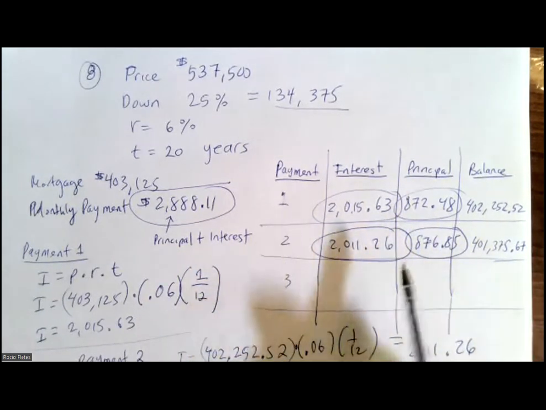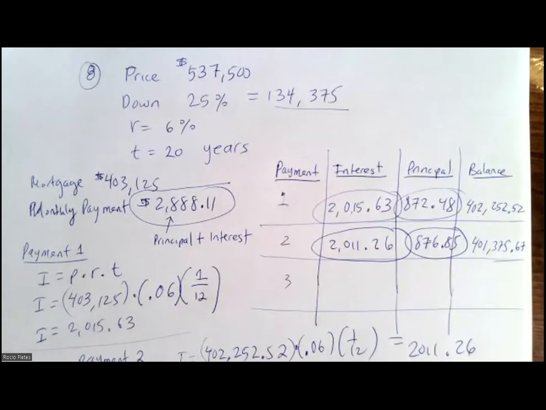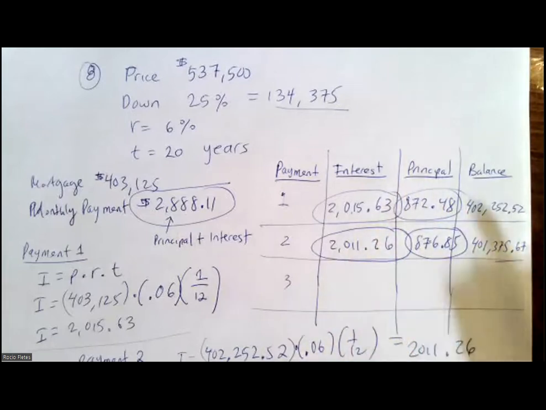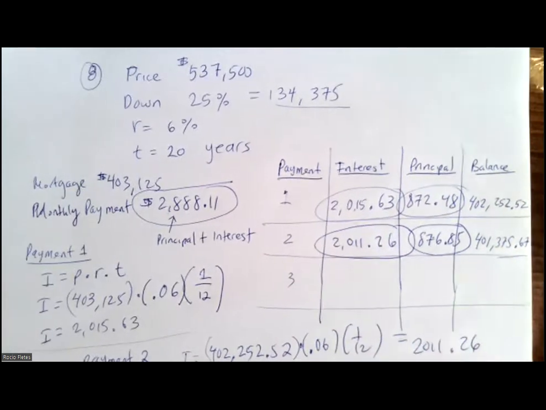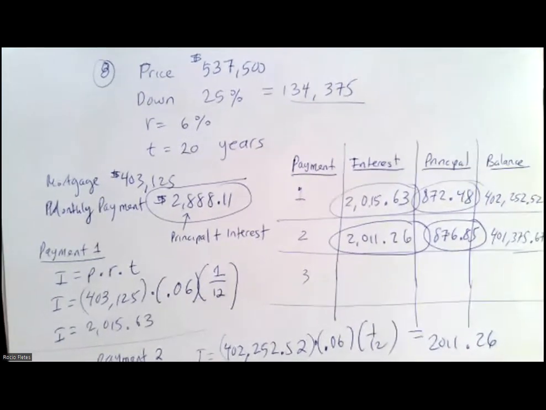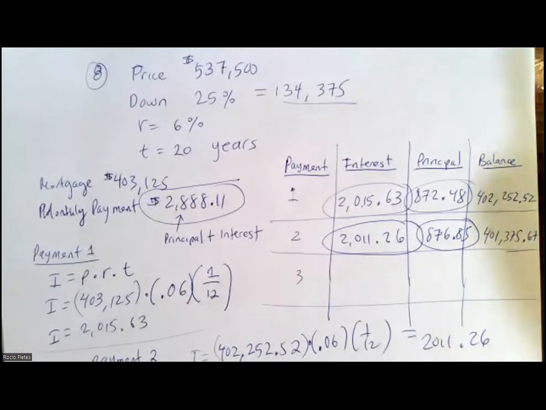So you do the same thing. You figure out the interest first, then you subtract the interest from the monthly payment to get the principal, and then subtract the principal from the balance to get the new balance. All right. So that's number 8. We've done number 8.